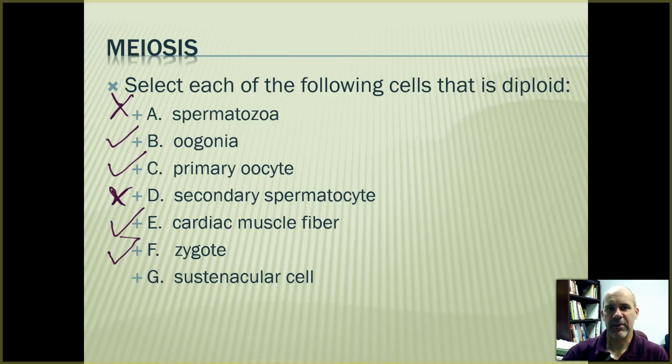And how about a sustentacular cell? That's a cell in the wall of a seminiferous tubule in a testis. And yeah, that's one of the body's cells, and so that's going to be a diploid cell as well. Your only haploid cells are these mature sperm, or these cells that are involved in sperm formation and egg formation. Otherwise, the cells in your body are going to be diploid. Now, there are some exceptions, like your red blood cells. Mature red blood cells don't have a nucleus, so they don't have any chromosomes inside them.